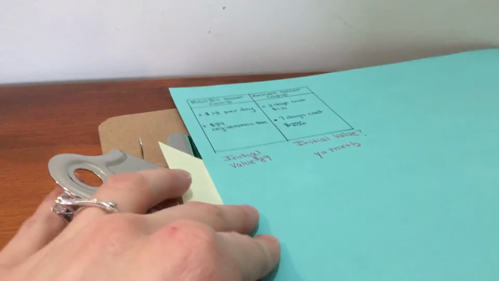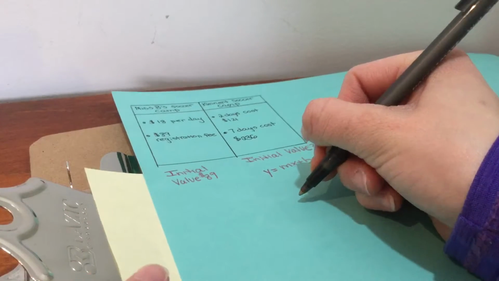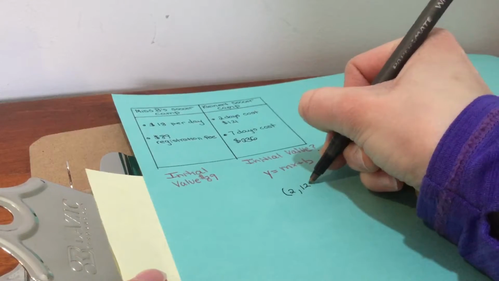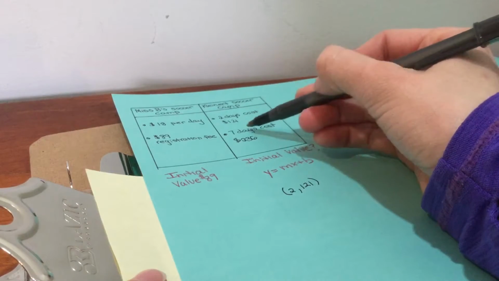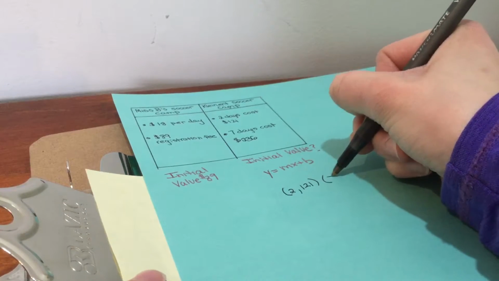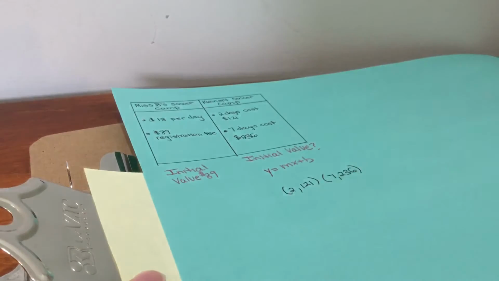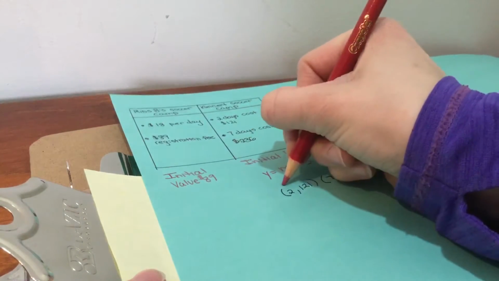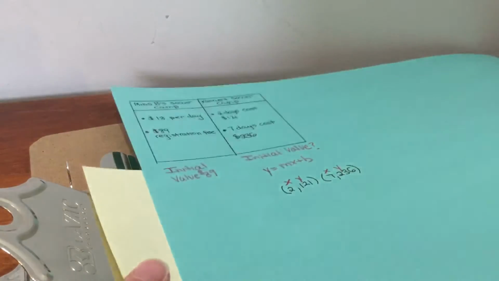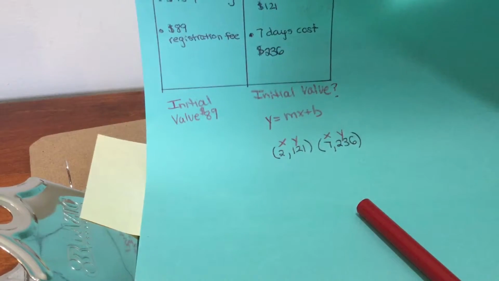I'm sorry guys, I'm still learning how to do this technology stuff. I can have the point 2, 121 coming from the table that 2 days cost $121, and then the other coordinate point, which is 7, 236. All right. Now again, I'm going to encourage you, because this is where I see mistakes, that this is your X and this is your Y, and this is your X and this is your Y. Make it easy for yourself. Label them, okay? There's no shame in labeling.